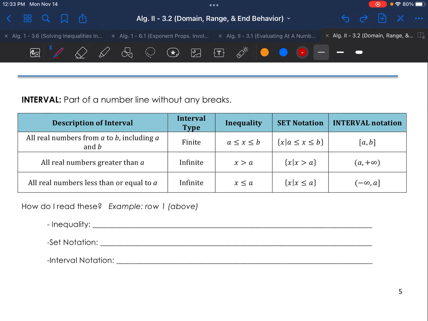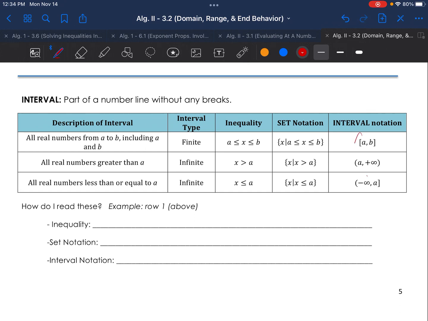And then the third interval we're going to be talking about here, these are just kind of different examples to highlight different things, by the way, is all real numbers less than or equal to A. So this will be another infinite interval because it's any number that could be less, so it never ends. And you just say X is less than or equal to A, and you put the X such that, then the inequality, and a couple braces.